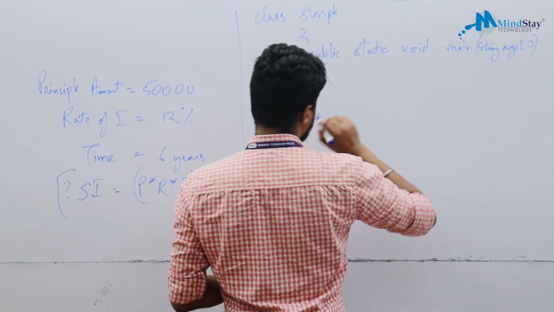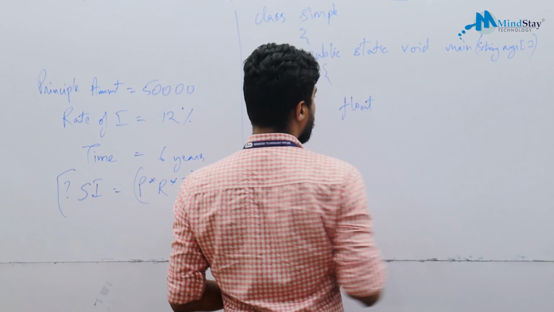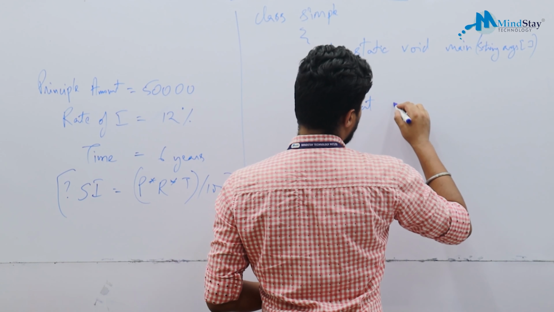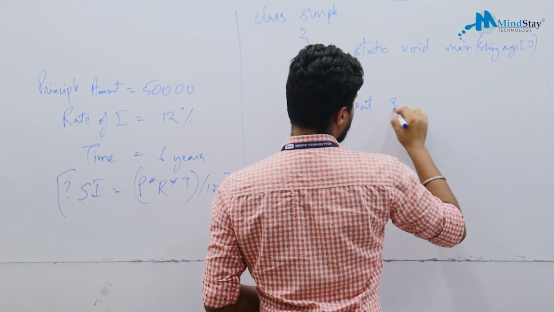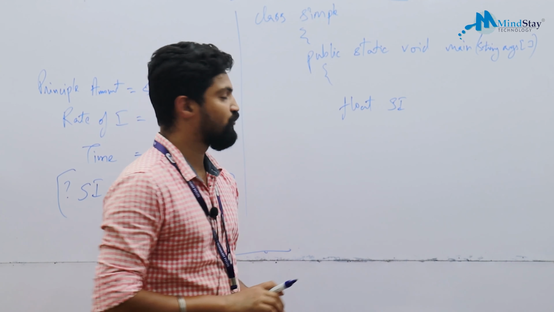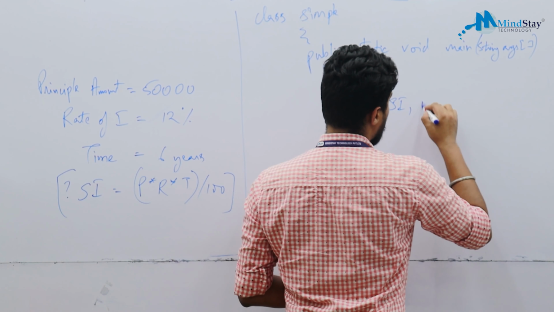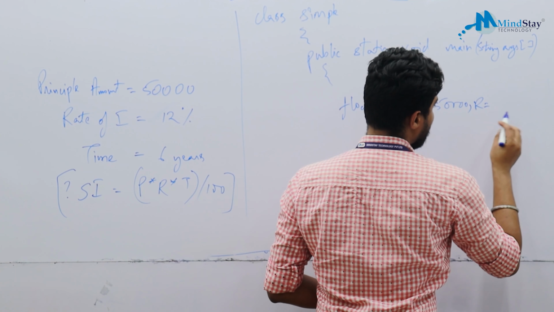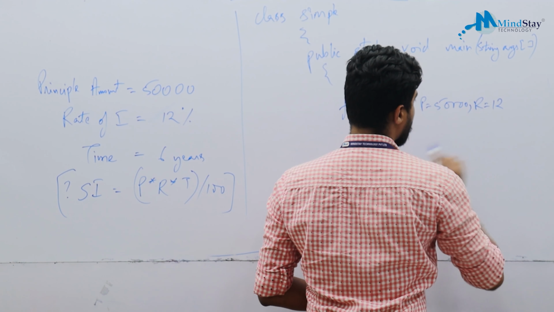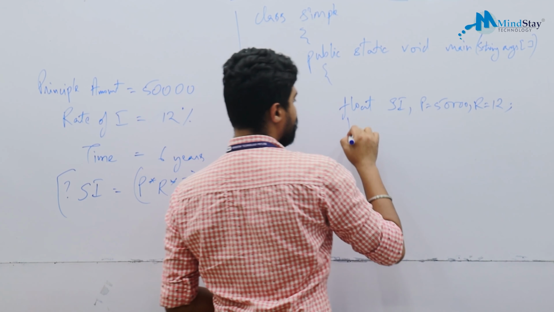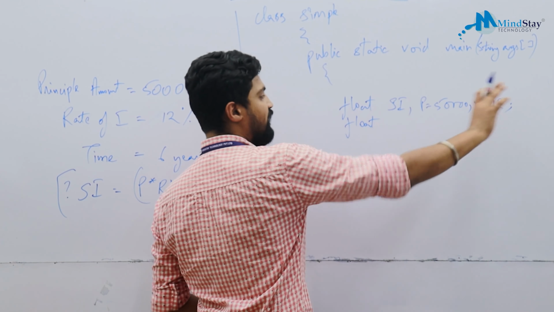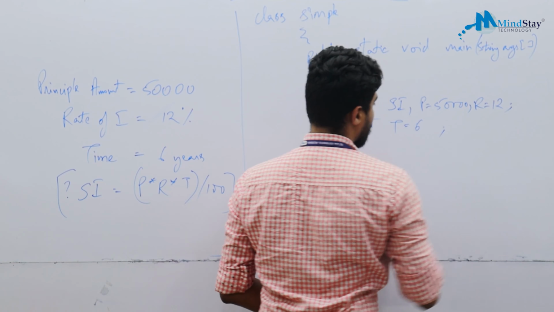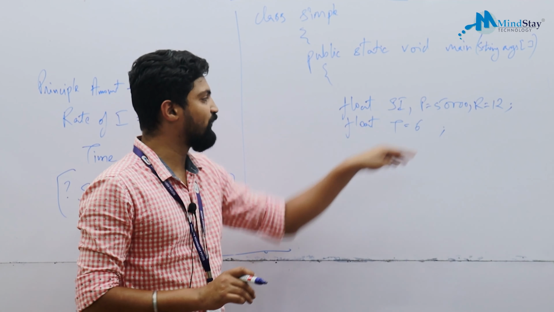So I'll take float. Inside float, first I'll create variables. Let us say I have given SI to find the simple interest. I have given P as 50,000. I have given R as 12. I'll end it here because I don't have much place to write. Another way, you can write it in a single line also. I'll give time as 12. Sorry, not 12. Time is 6. So I've specified everything here.